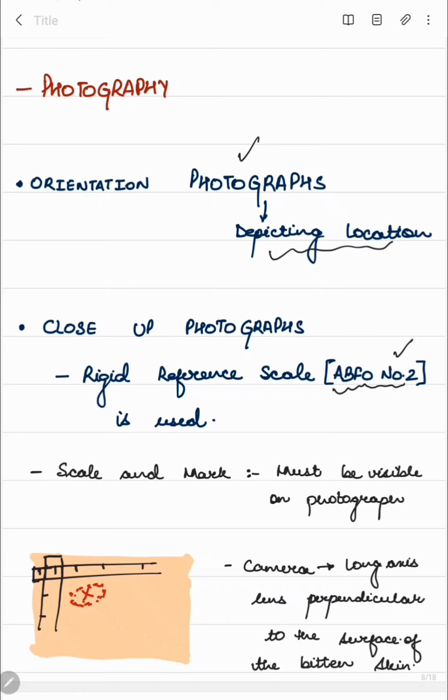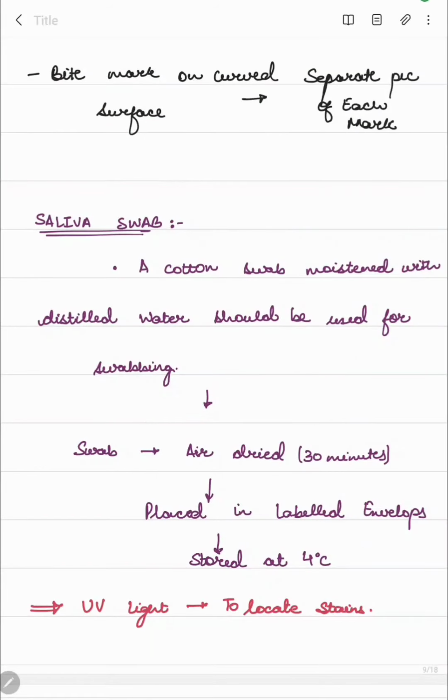So this scale is basically placed around the bite mark or the site of injury, right? And then the close-up photographs are taken. The point should be noted that the long axis of the camera lens should be perpendicular to the surface of the bitten skin in order to prevent distortion, basically. Now if the bite is on a curved surface or curved tissue part, so the upper and lower arch marks are wide apart. In that case, separate photographs of each mark should be taken.